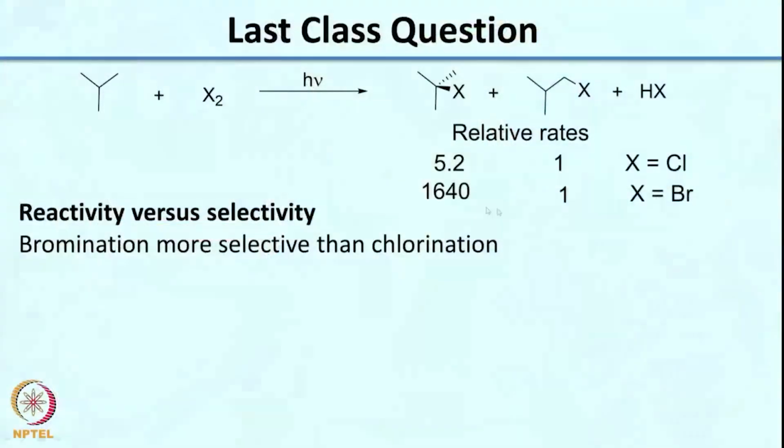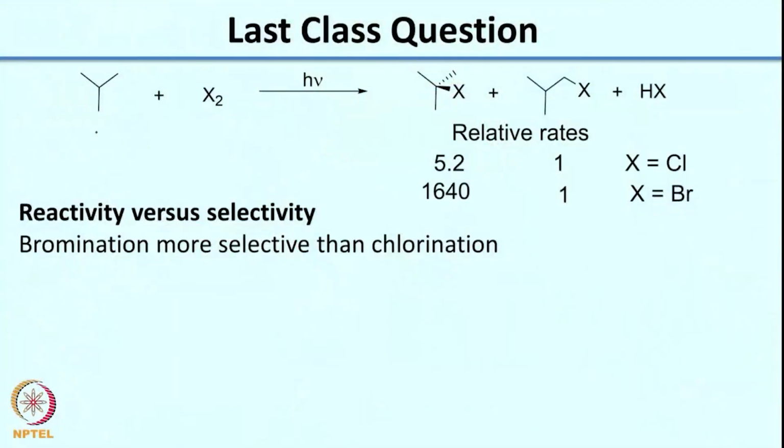So in the last class I had left you with a question. The question was that for the reaction given here, this reaction is a free radical halogenation, and the relative rates are 5.2:1 when X is chloride and 1640:1 when X is bromide. I hope you had time to think about this question. Now let us try to reason why this is the case, and I will give you a hint. The first thing that I would like you to do is write the mechanism for the reaction. So you can press the pause button and write the reaction mechanism.